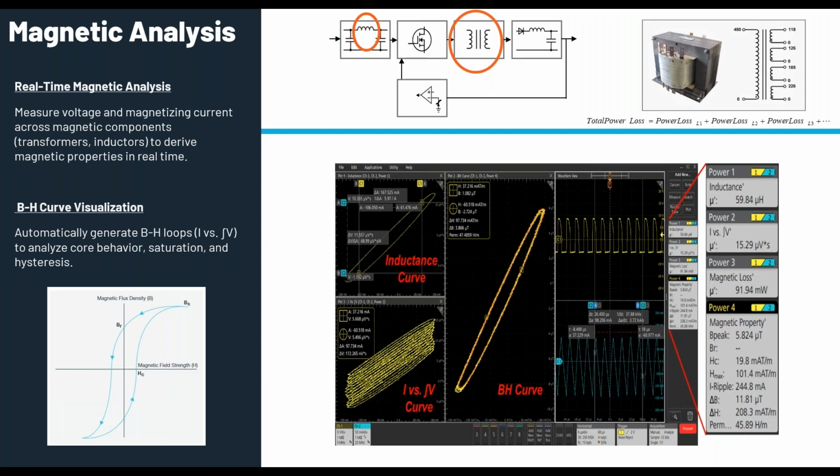A couple of things we need to note down here are the losses which are important: the core loss and the copper loss. The core loss can be a datasheet parameter, or you can find it from the BH curve. The copper loss can be derived from the current and the winding resistance. We have a dedicated measurement to perform the BH curve, and also to look at the I versus integration of V curve, and the inductance curve. These are some key parameters when you're looking at magnetic analysis.